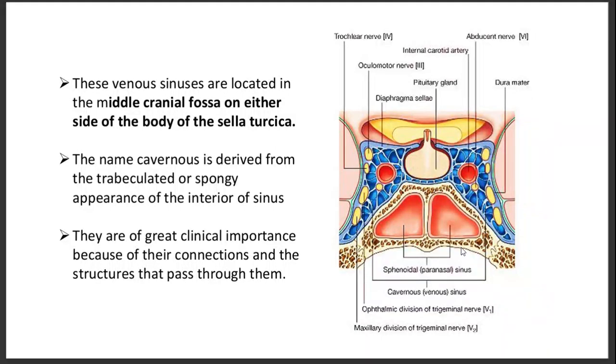So again, you can see this diagram. This is the pituitary gland there. Okay, you also have the diaphragma sellae on top there in case they include it on the label. Sphenoidal air sinuses.